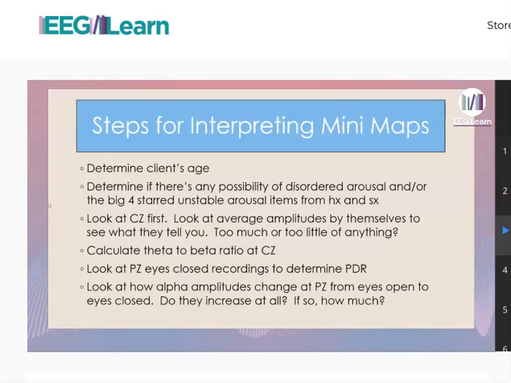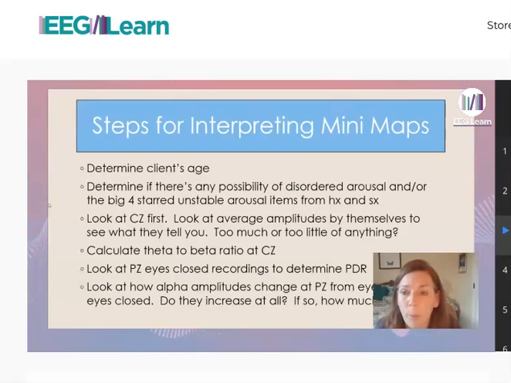You also want to look at how the alpha amplitudes change at PZ from eyes open to eyes closed. Do they increase at all? Do they increase too much, or do they go down? Because those are just important arousal clues.